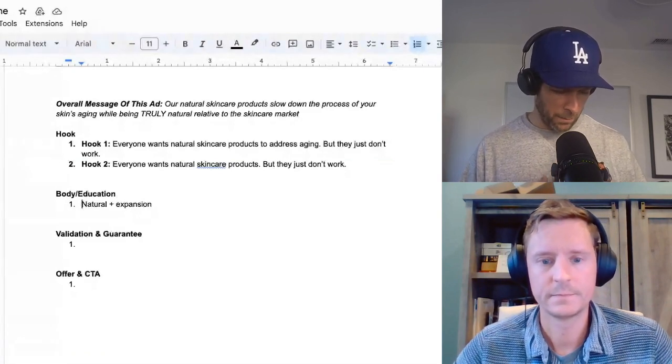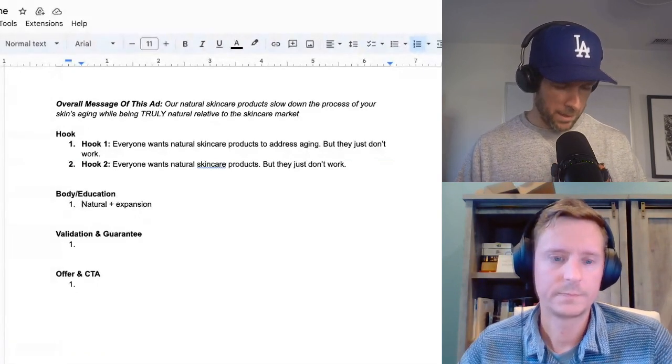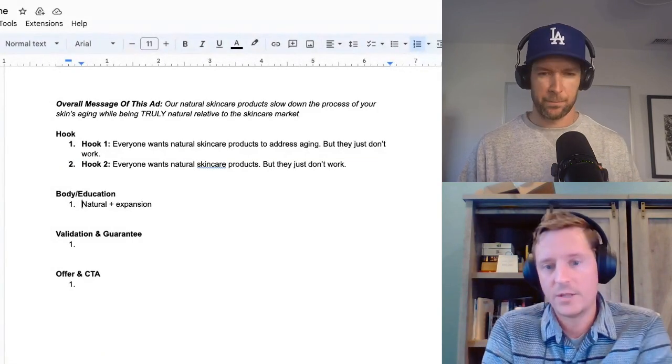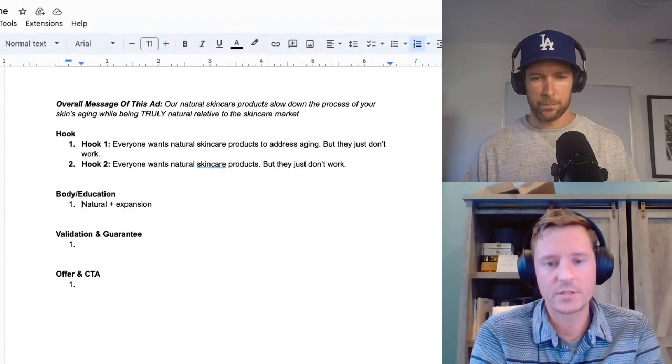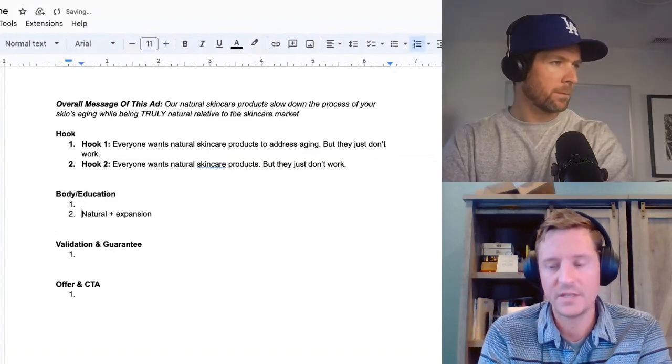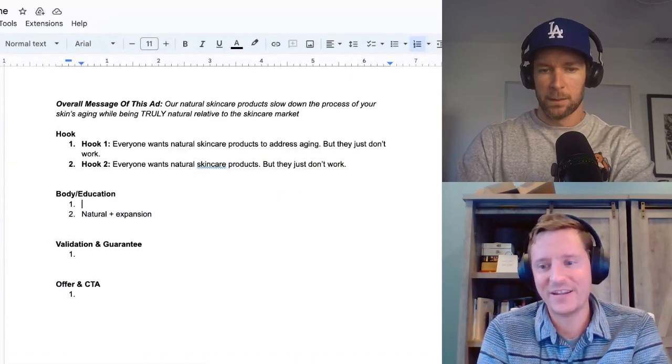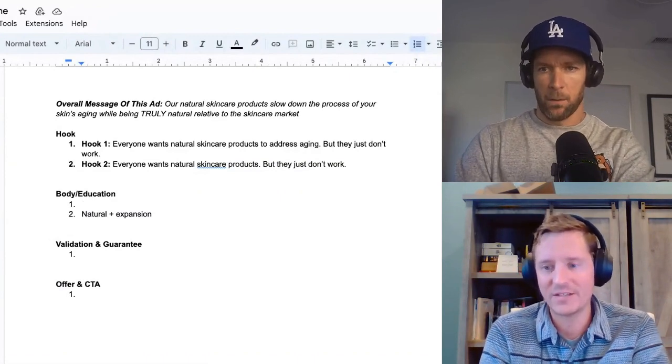We want to start with probably something about aging itself, right? And your skin. I think, especially if those are your hooks, you want to address the effectiveness immediately. Because you just said they don't work. So the thing that's hanging out there is, is this going to help with my aging process?